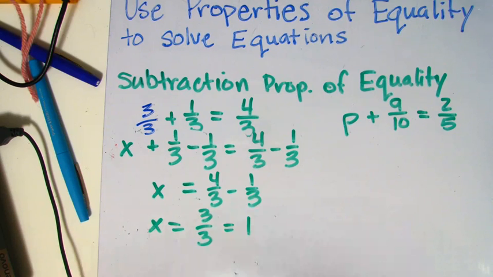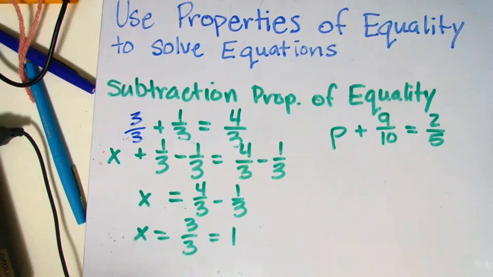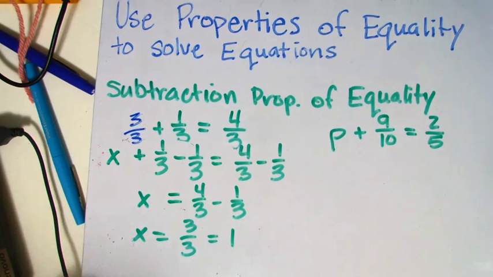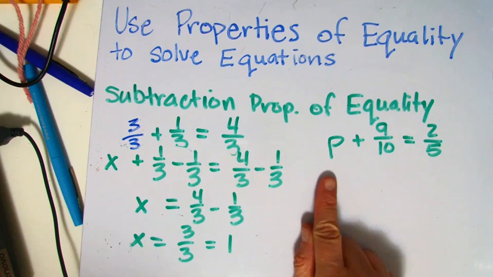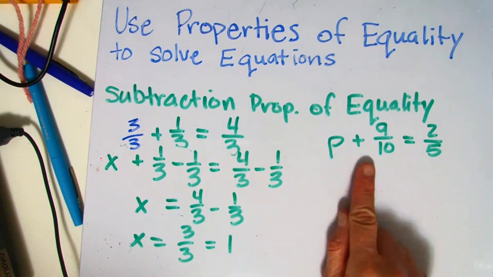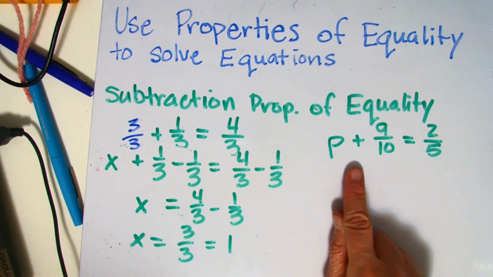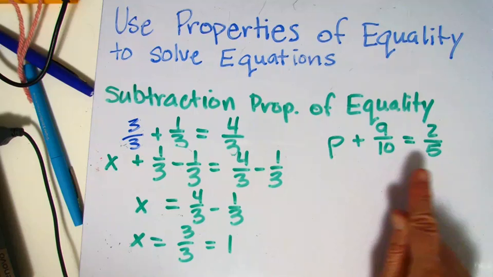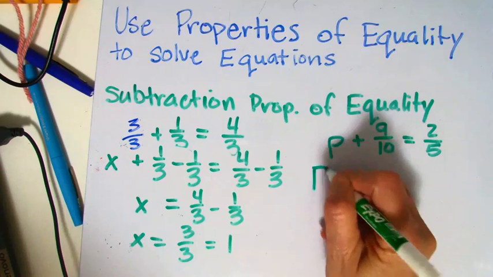Let's look at another problem. The second problem has two fractions with uncommon denominators. P plus 9/10 equals 2/5. Again, I want to isolate P, and since I'm adding P plus a number, I'm going to do the inverse operation, which is subtract. I want to subtract 9/10 from both sides. It's now going to look like this.